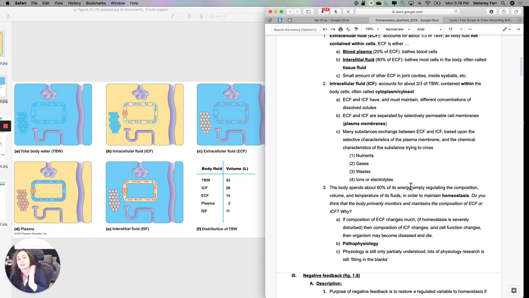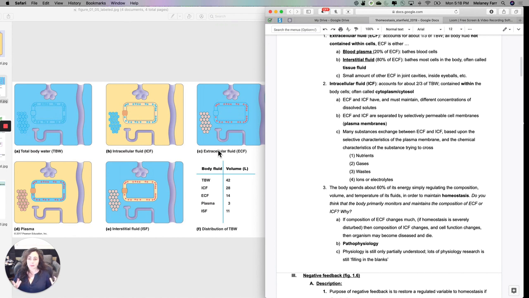So a logic question for you is, do you think that the body primarily monitors and maintains the composition of the ECF as a whole or the ICF as a whole? It's just a logic question for you, and it's totally fine if you do not get this right. So do you think that the body primarily monitors and maintains the composition, temperature, pH of the ICF or the ECF? Which one does it spend all of that money, that ATP, monitoring and maintaining?